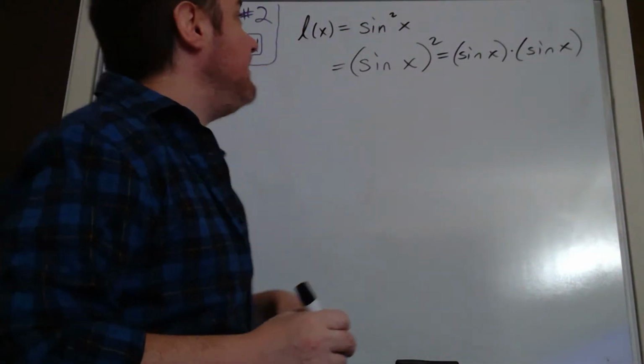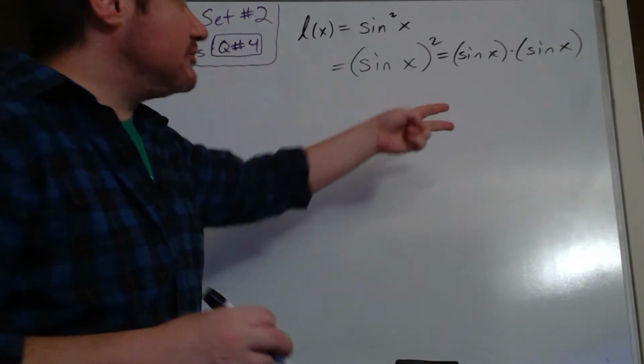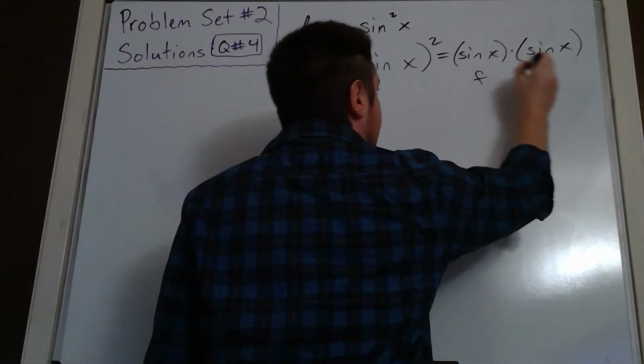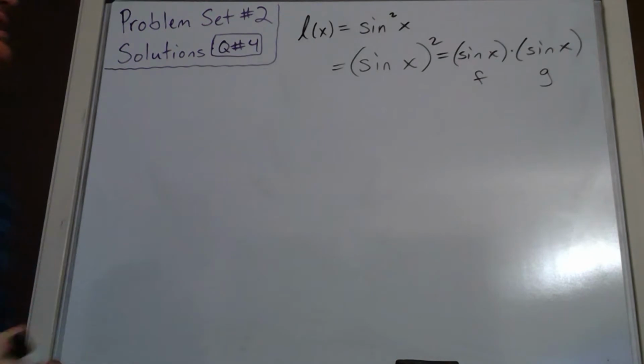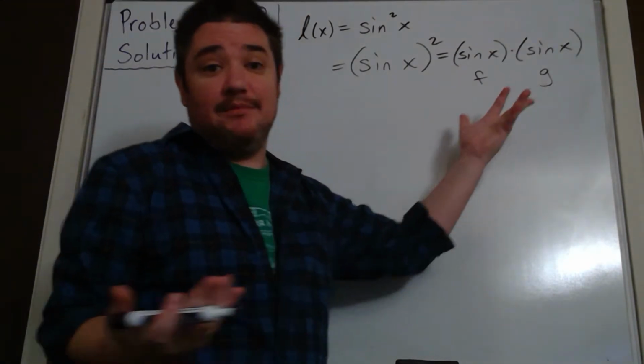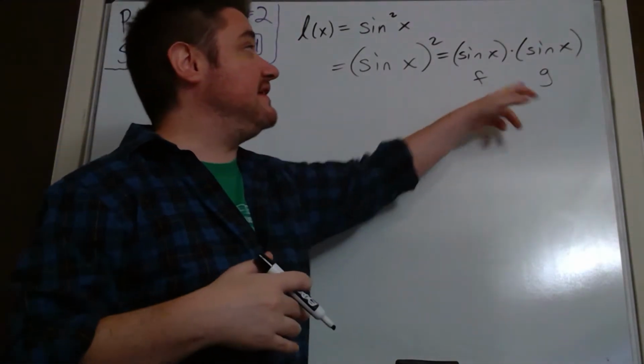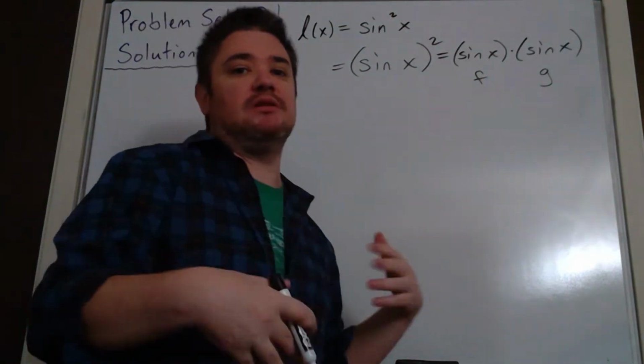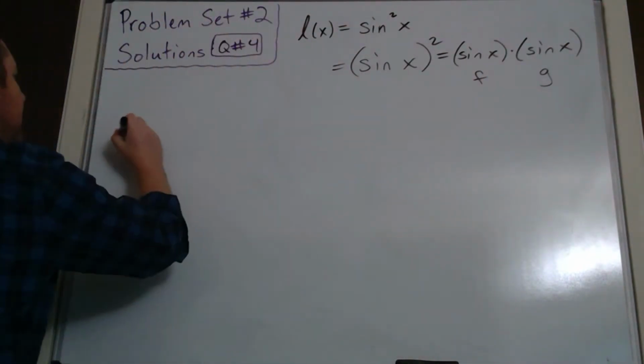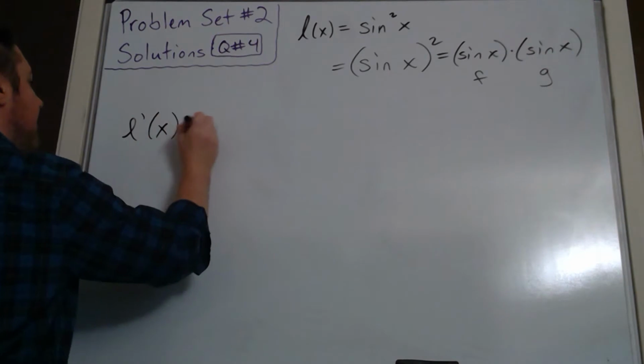Okay, so if I want to use the product rule here, let me call this guy F and call that guy G. That's nice because they're actually the same as each other. And we know that the derivative of sine is cosine, so F prime is going to be a cosine. So L prime of x.